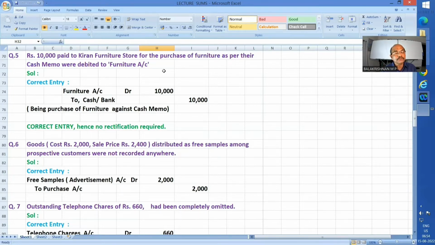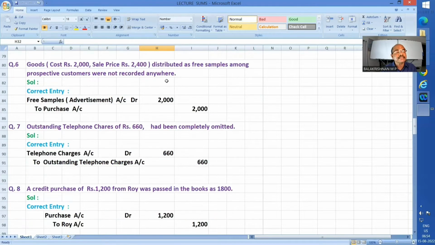I'm not so sure in ISC or CBSE they may test you like that, but essentially such things will be tested in your CA fundamental. Why? Because there they ask how strong with the fundamentals a student is. So such questions are inevitable. Okay. Question number 6.